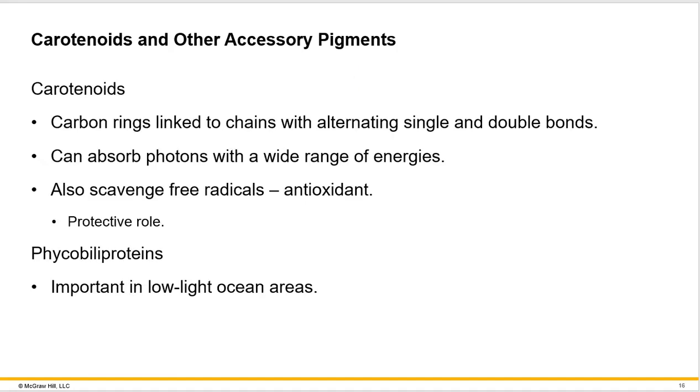Carotenoids are carbon rings with alternating single and double bonds too. They can absorb photons with a wide range of energy, so they absorb lots of colors. They also scavenge free radicals, like electrons that are just kind of floating around, which is not good to have. So these act in a protective role. And then phycobiliproteins are important in low light ocean areas. They help photosynthetic organisms there gather as much light as possible. Right.